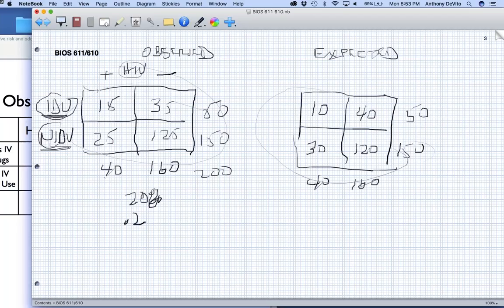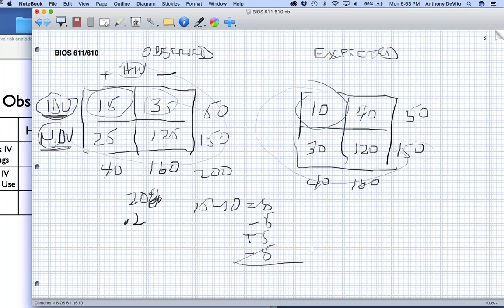Well, we're going to look at each cell here. This cell for starters, right? And I'm going to look at the difference between these two cells. The difference between these two cells is 15 minus 10, which is equal to 5. The difference between these two cells, 35 and 40, is 35 minus 40, which is minus 5. The difference between these two cells is going to be positive 5. The difference between these two cells is going to be negative 5.